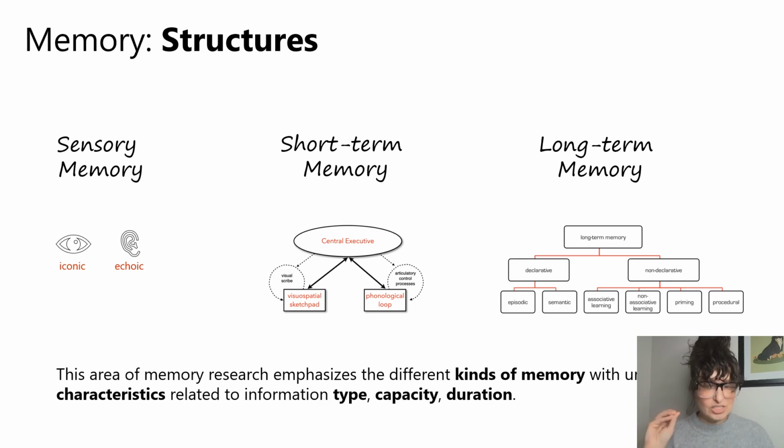So this is part of the systems view and looking at the different structures. What kinds of memory are we talking about? This area of memory research emphasizes the different kinds of memory and its specific characteristics related to the type, capacity, and duration of information. Next module, we'll be talking about memory processes, which actually looks at memory from a completely different perspective.